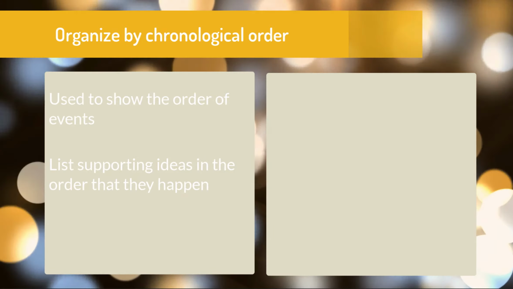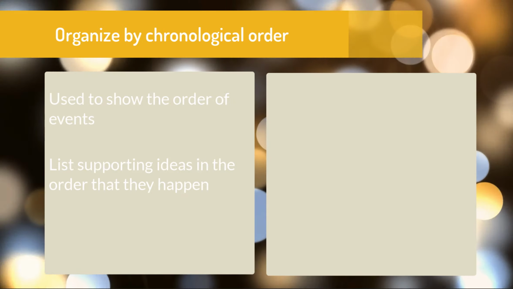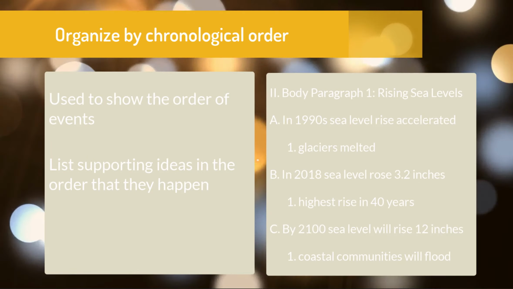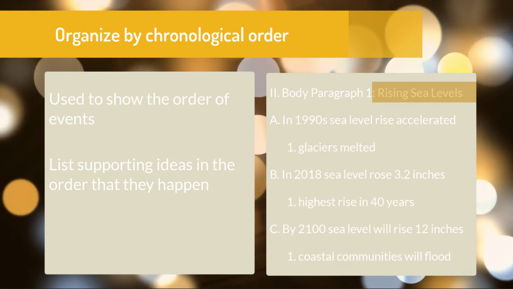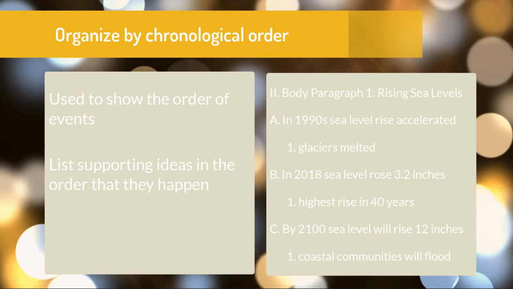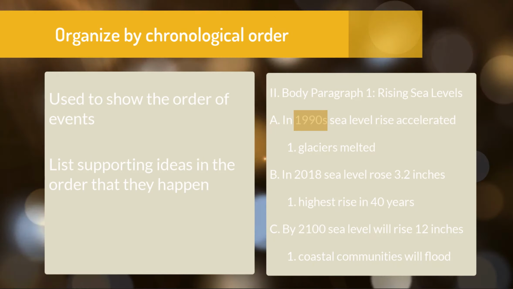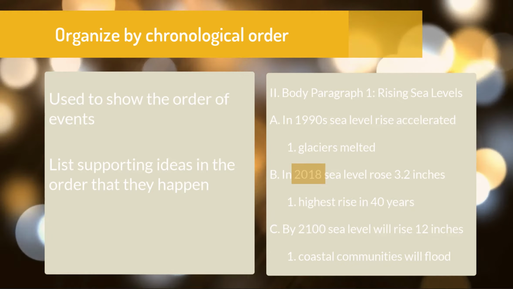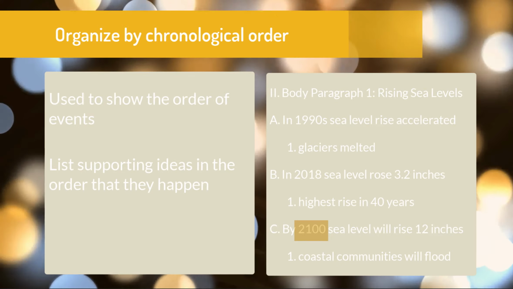For example, if you're writing about the global effects of global warming, we can use chronological order to show which effect will occur first. Let's look at this example outline of a body paragraph. This body paragraph will discuss the effects of rising seas. The writer organizes their supporting ideas and examples by what happened first. The first example is from the 1990s. The second example is from 2018, and the third example is in the future in 2100.